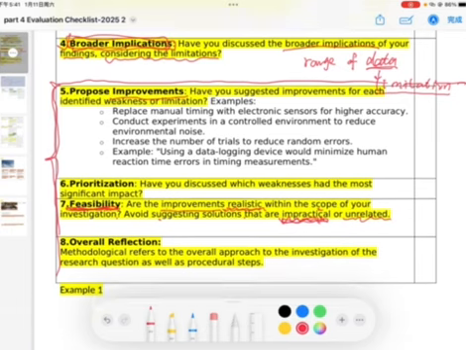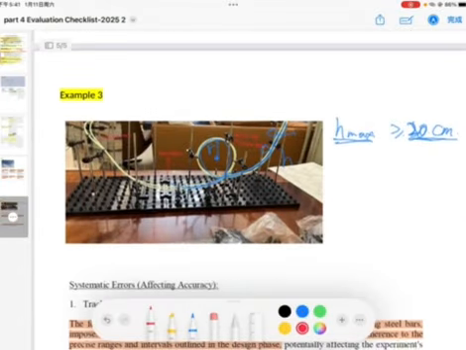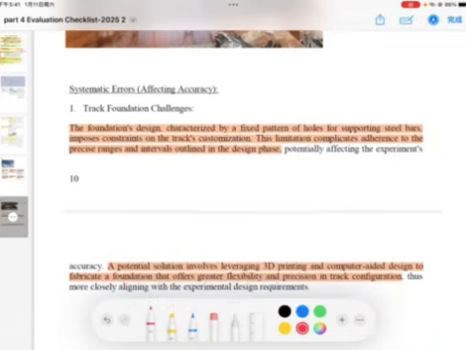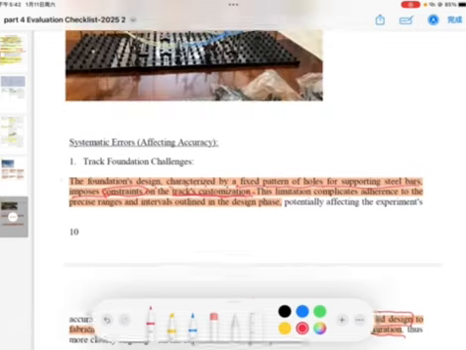We're going to show you an example of a realistic improvement over here, and we're using this example again. So for this one, we have talked about the limitation of the system, right? In the evaluation part, the student suggested that the foundation's design, characterized by a fixed pattern of holes, imposes constraints on the track customization, okay, so limitation over here. Now a potential solution involves making use of 3D printing and computer aided design to fabricate a foundation that offers greater flexibility and precision in track configuration. This is possible, right? And it is not beyond the imagination.